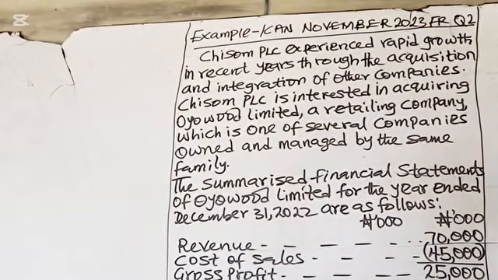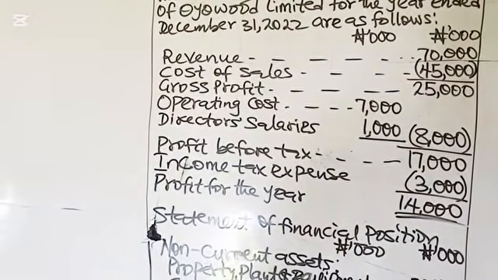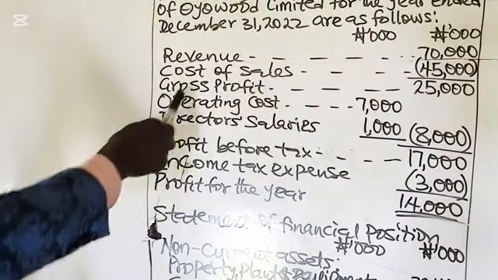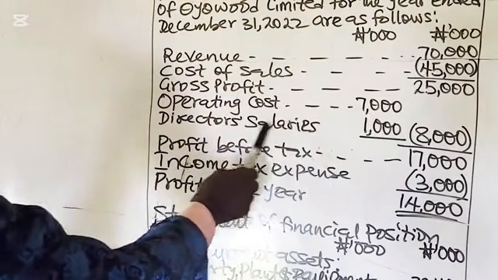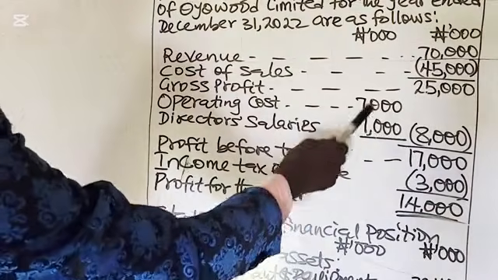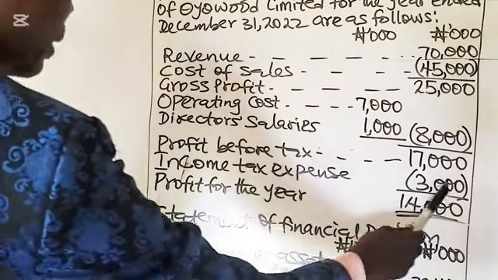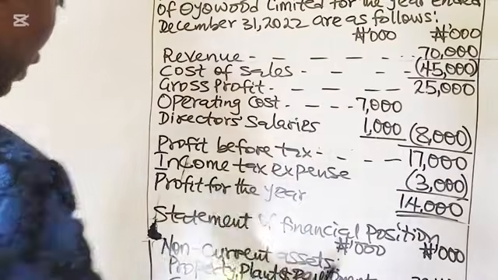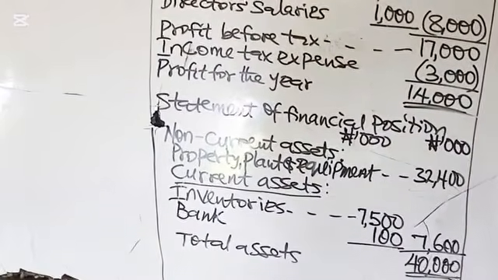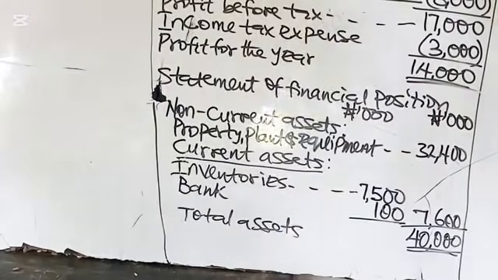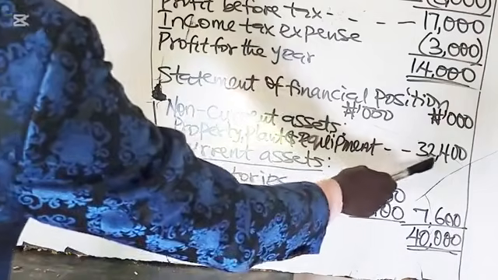The first item is revenue of 70,000 naira. Then we have cost of sales of 45,000 naira, then gross profit of 25,000 naira. Operating costs amounted to 7,000 naira. Directors' salaries is 1,000. The total expenses is 8,000. Then we have profit before tax of 17,000, income tax expense of 3,000, then profit for the year of 14,000. Then we have the statement of financial position. We have non-current assets, which include property, plant, and equipment of 32,400.